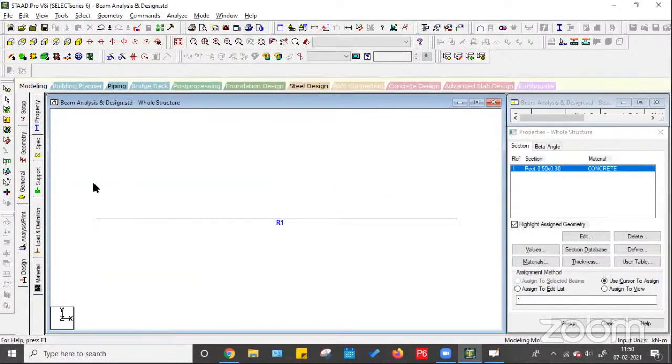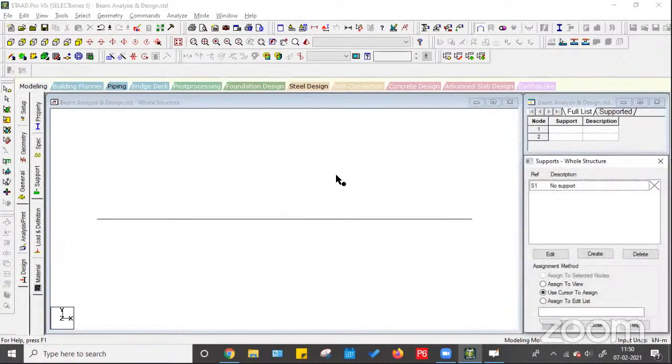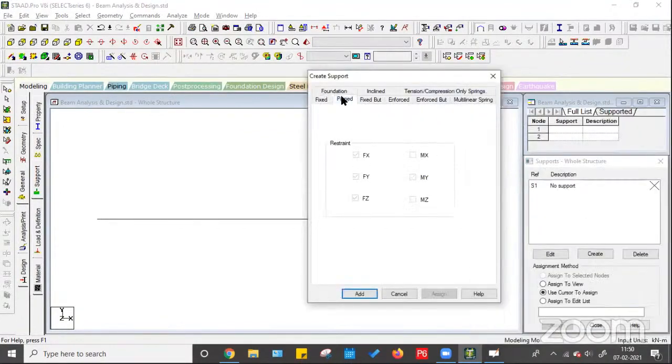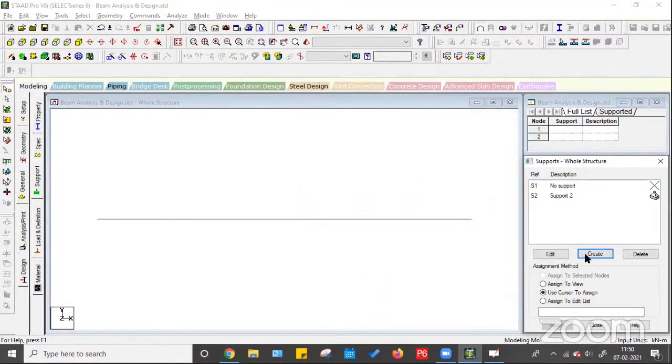Okay. So next thing, let's go to support. You can see after property, the next thing is support here. Just click on support. I'll click on create. We need to create two supports. One is pinned and one is roller. So I'll click on create, I'll click on pinned, and click on add. And the other is roller.